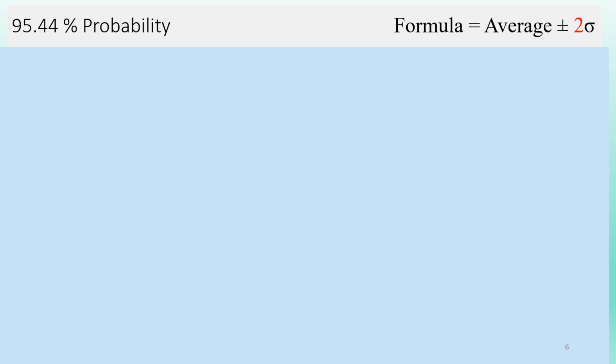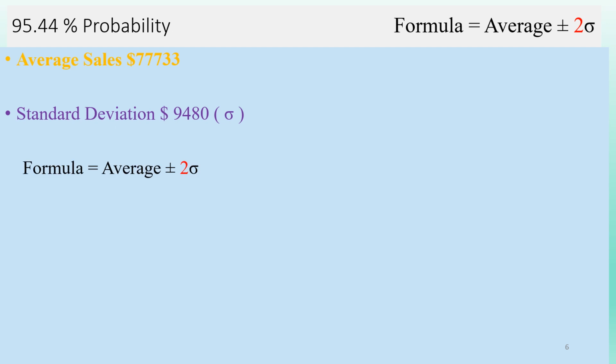Now 95.44% probability, and the formula for this, we use the average plus minus 2 sigma. Again we have the average sales and the standard deviation, and the formula is the same, but we will be adding 2 here compared to the previous one, because we have increased the range of probability from 68% to 95%.